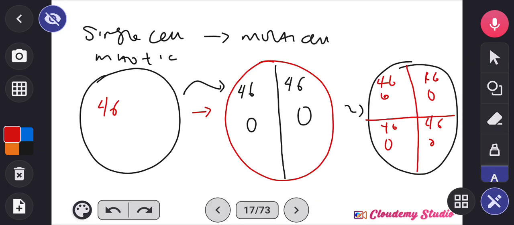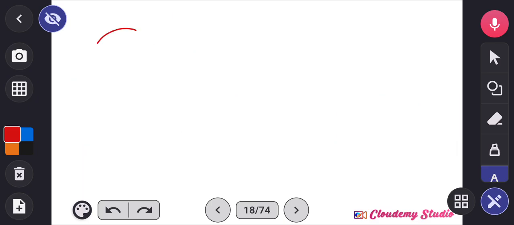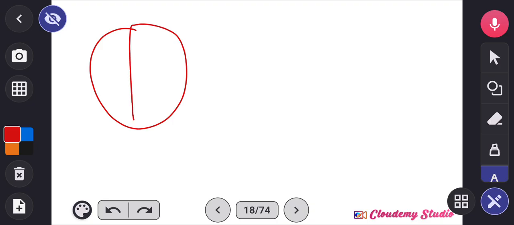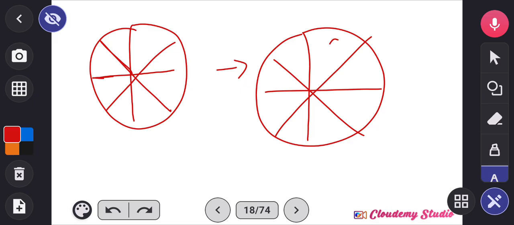You will now notice that a single cell is being converted to a multi-cell. So that is how it continues. We are going to be having something like an 8-cell stage. You're going to be having something like a 16-cell stage. I'm just trying to draw, so each of them is going to have 46 chromosomes. You understand?